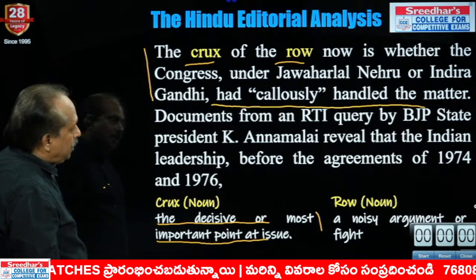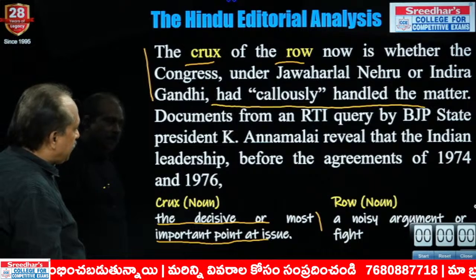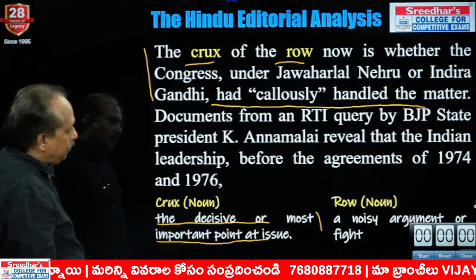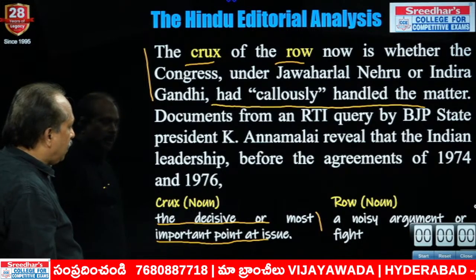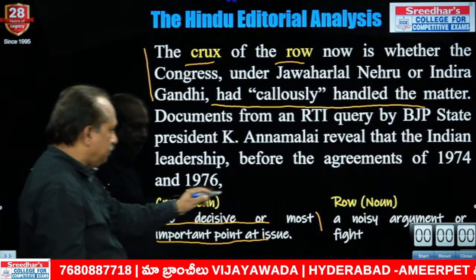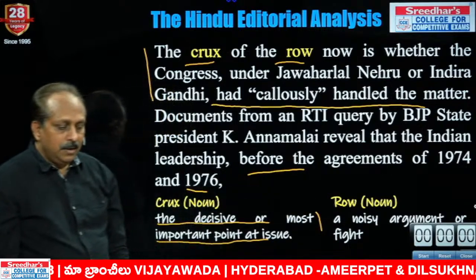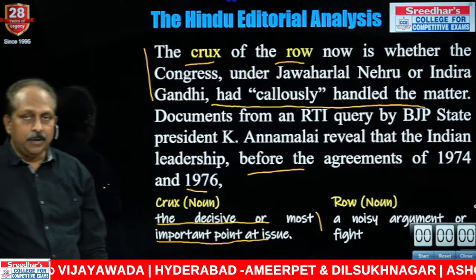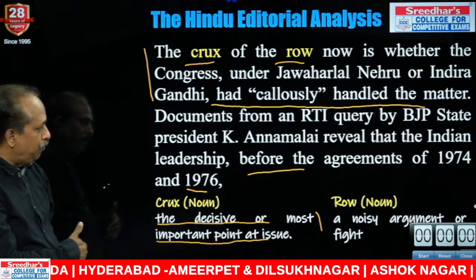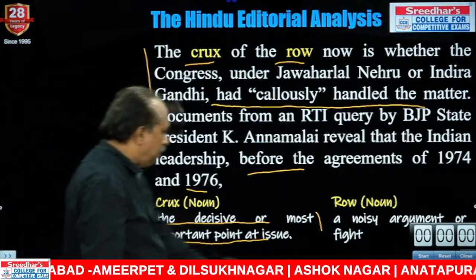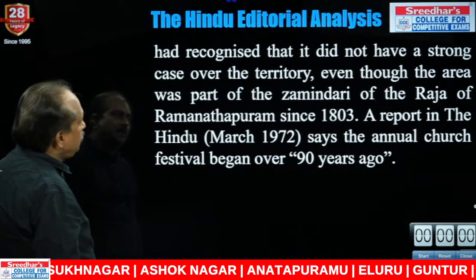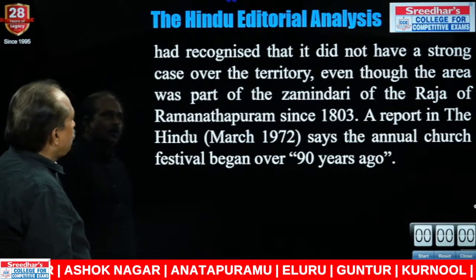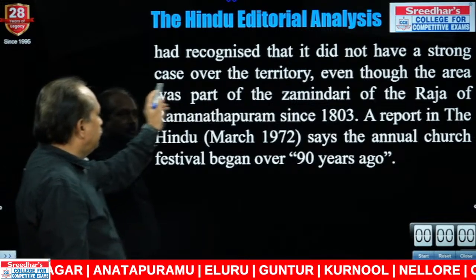Documents from an RTI query by BJP State President K. Annamalai revealed that the Indian leadership before the agreements of 1974 and 1976, before these agreements, had recognized that it did not have a strong case over the territory.